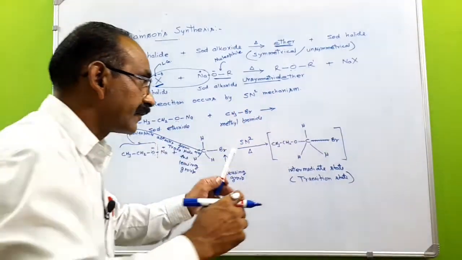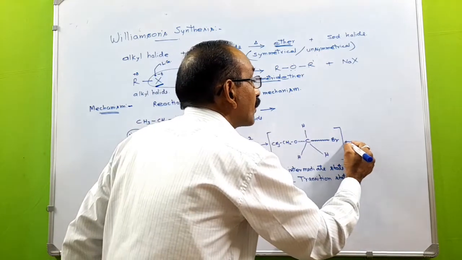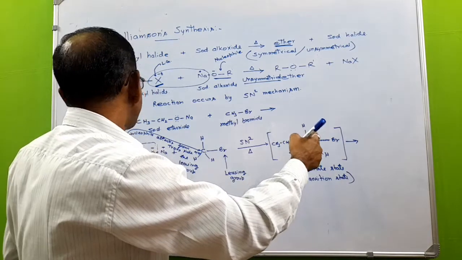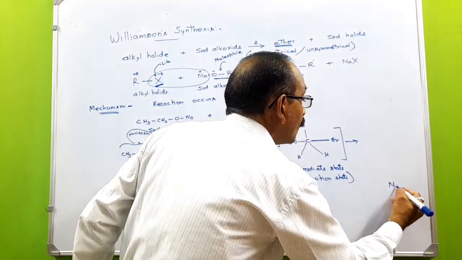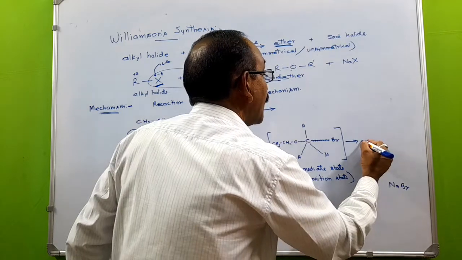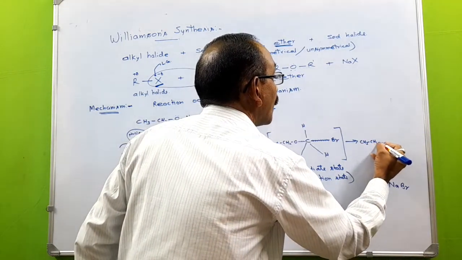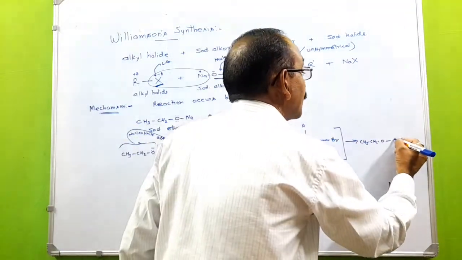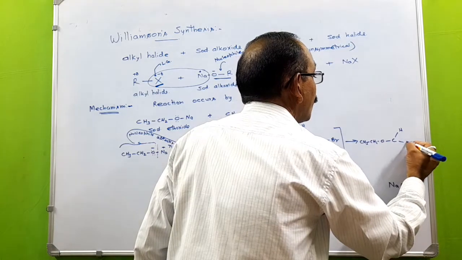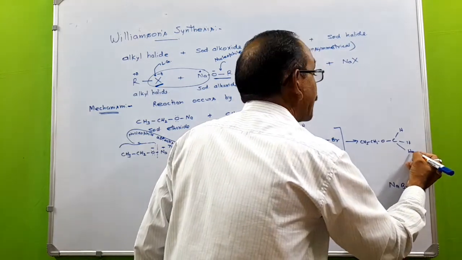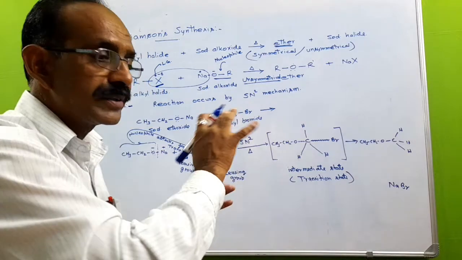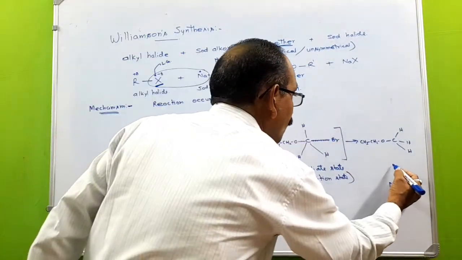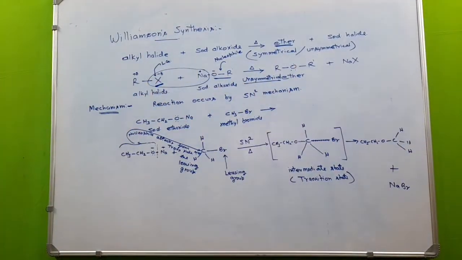and thereafter the carbon bromine bond breaking occurs. This Br minus will come out with the Na plus in the form of NaBr, and here a bond between oxygen and carbon is formed, and in this case there will be an inversion in configuration. So this one is the mechanism for the Williamson's synthesis.